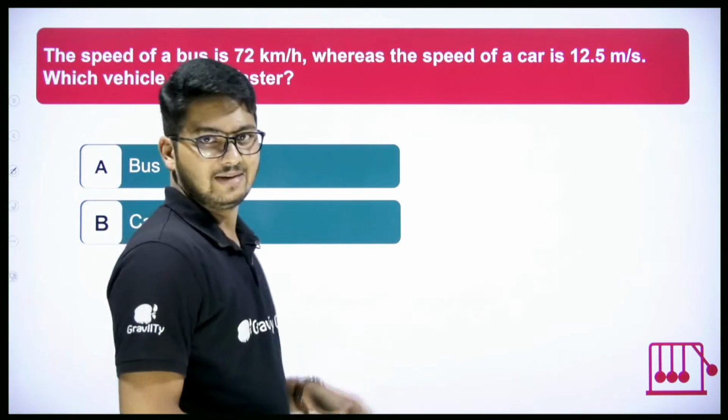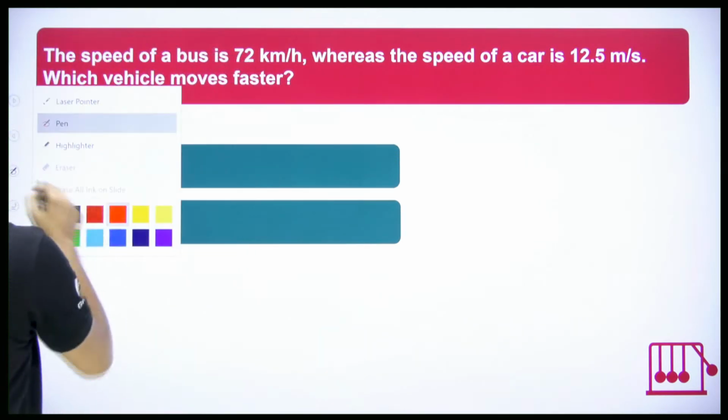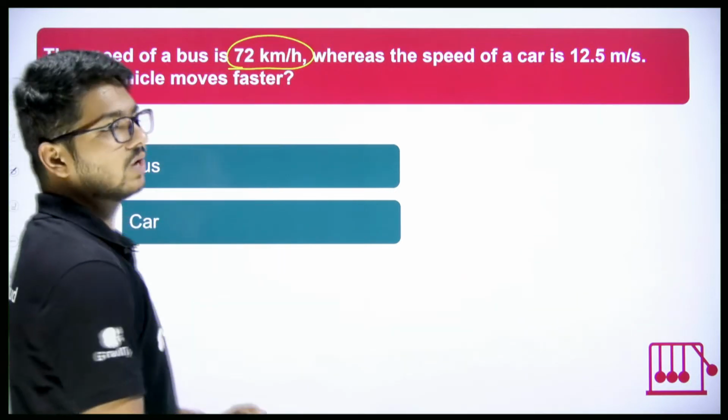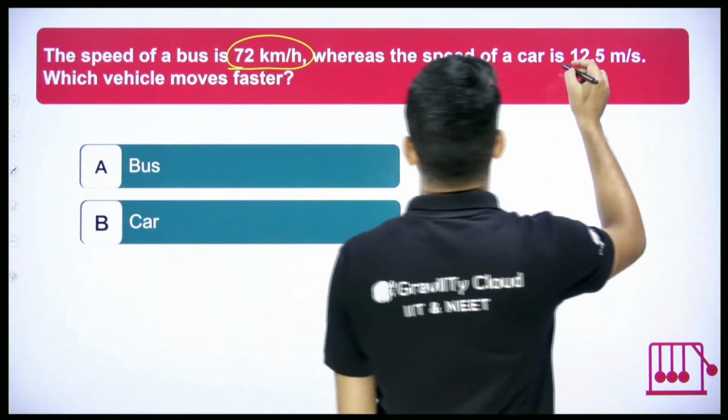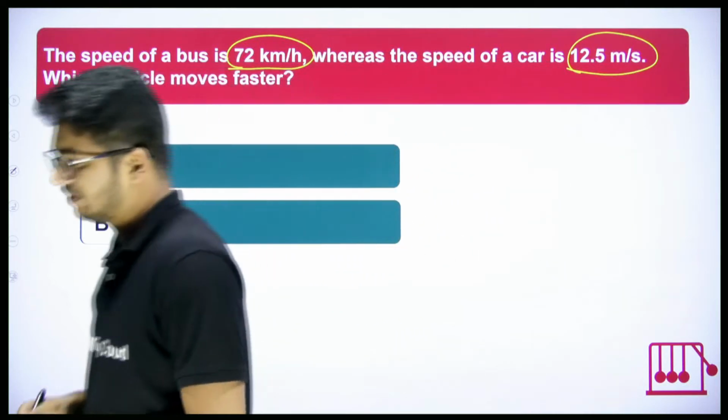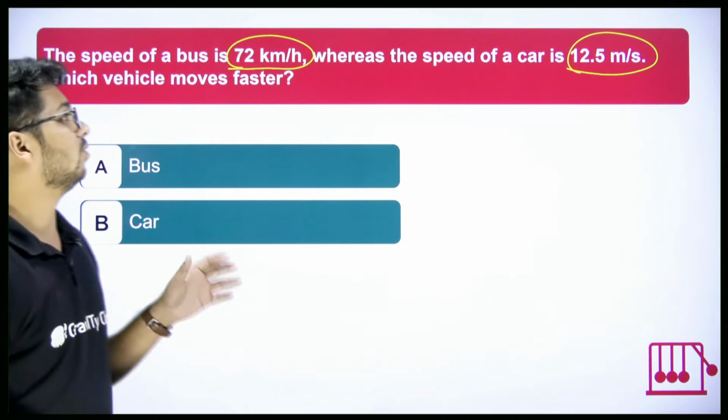So let's go into this example here. The speed of a bus is 72 km per hour, whereas the speed of a car is 12.5 meter per second. Which vehicle moves faster?